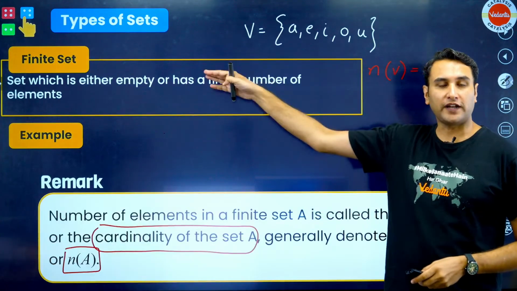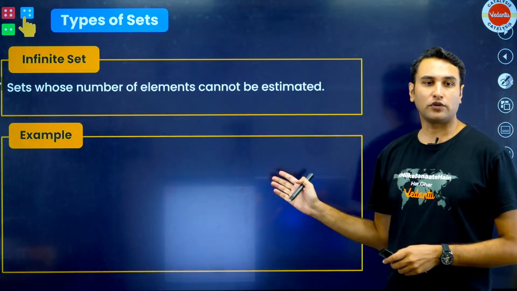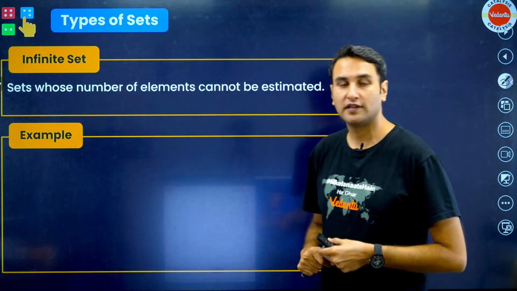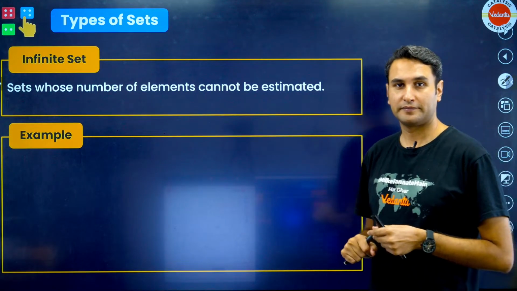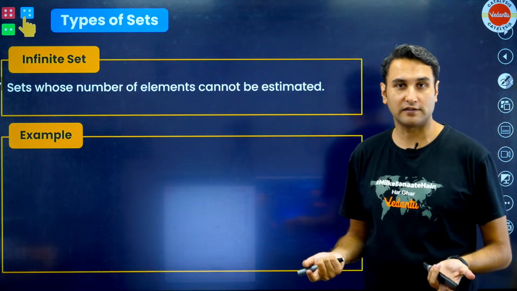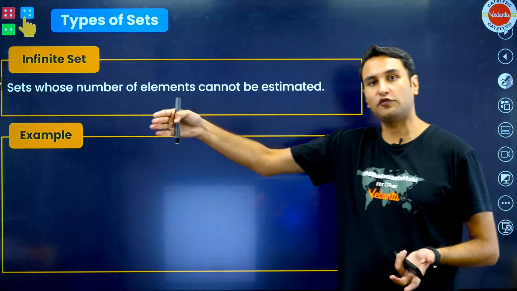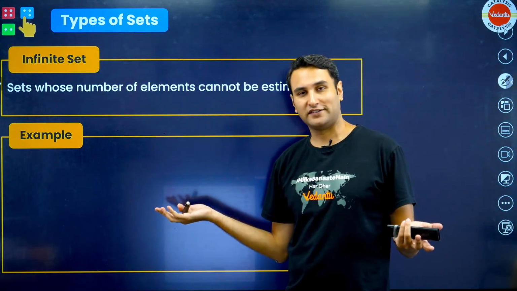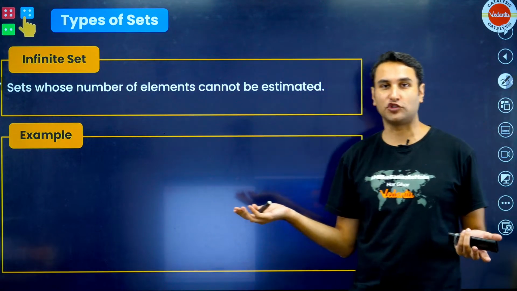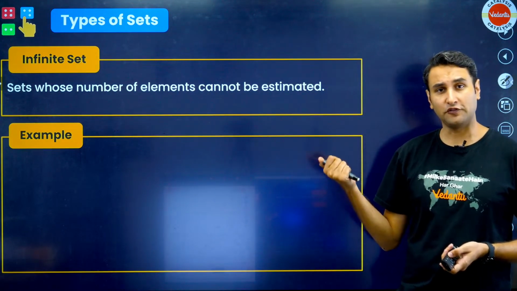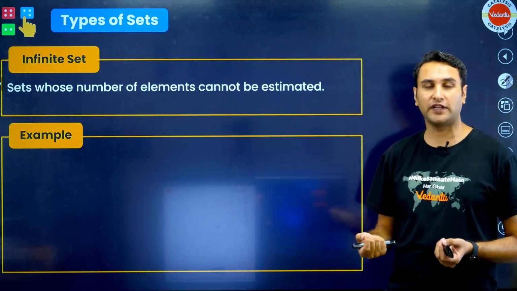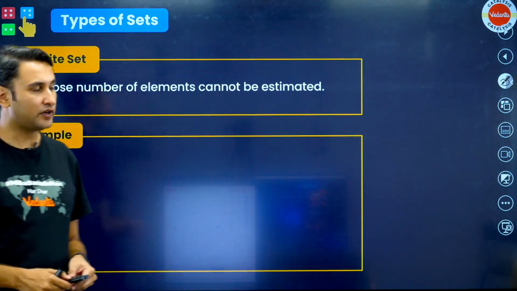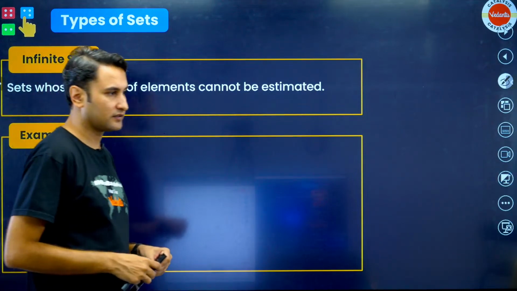Now, this is a finite set with a finite number of elements, but you can also have infinite sets. For example, can you give me an example? The set of all natural numbers, for example. The natural numbers are 1, 2, 3, 4, 5, and it will keep on going till I don't know when, right? There are infinite natural numbers. So this is an infinite set. The set of all integers, an infinite set, right? The set of all whole numbers, an infinite set.